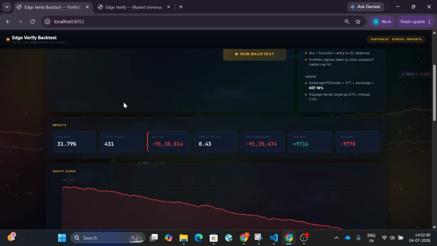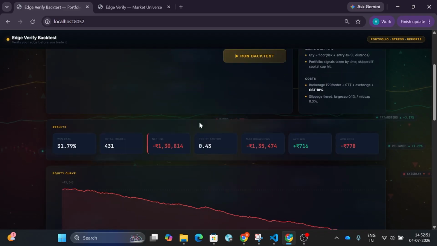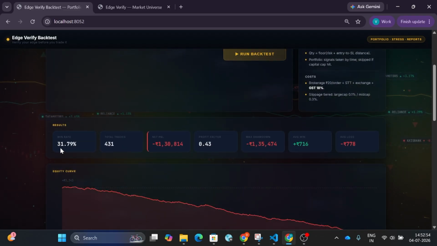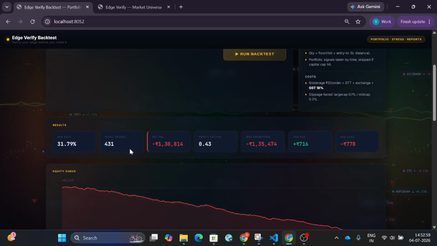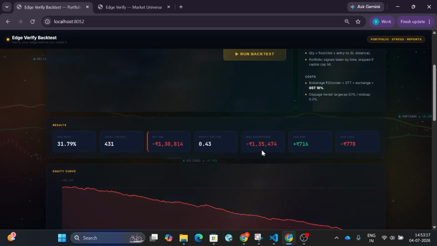If I scroll down, here you can see the results, like the win rate. I am doing backtesting on the 5-minute breakout strategy. With this strategy we have a win rate of 31.79%, and the total trades we took were 431, and here you can see the net loss. So this strategy is at a loss with the ITC stock, and you can see the max drawdown. That means you would consistently get this loss with this strategy on this stock, and you can see the average loss and average winnings.